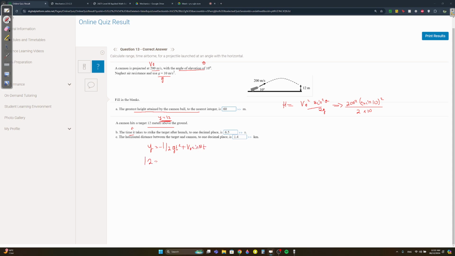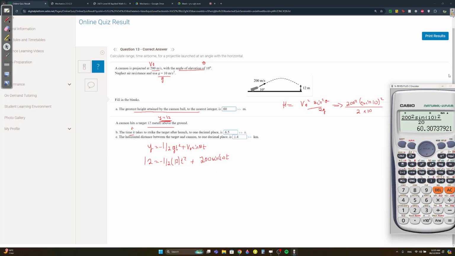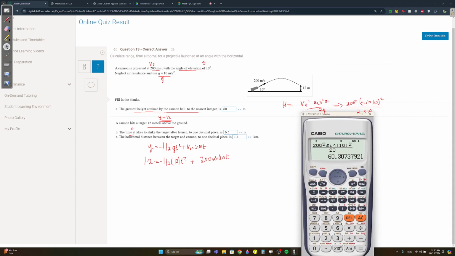So 12 equals minus half 10t squared plus v naught sine theta t. V naught sine theta is 200 sine 10. The t we don't know, we're trying to find, right? Let's put this all as a quadratic. Move everything to one side. You're gonna get minus 5 because minus half times 10, then 200 sine 10 for your t.